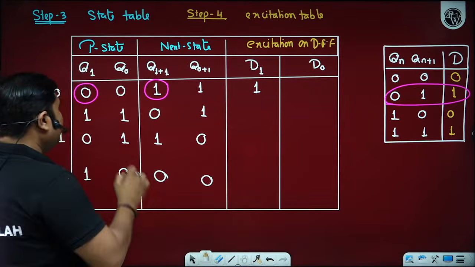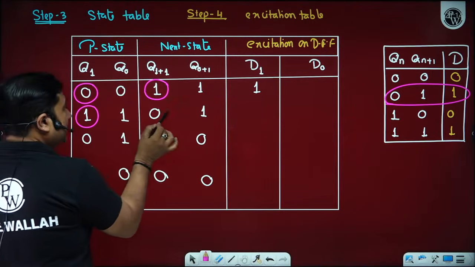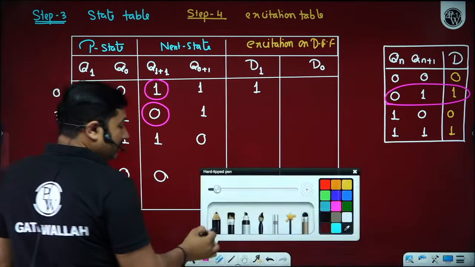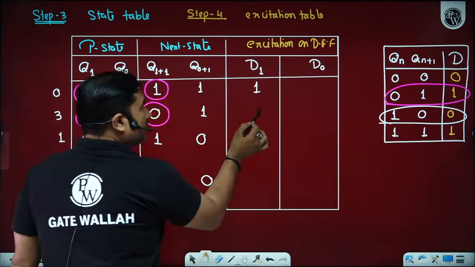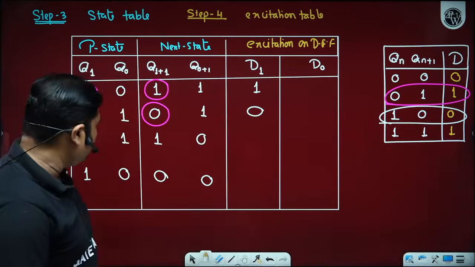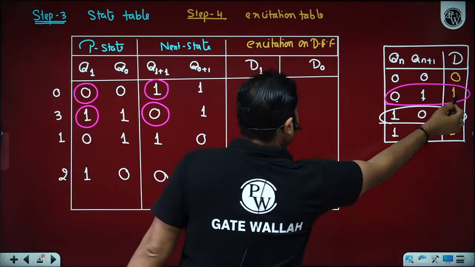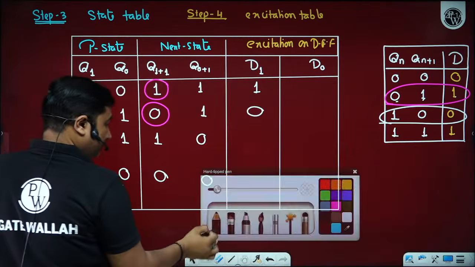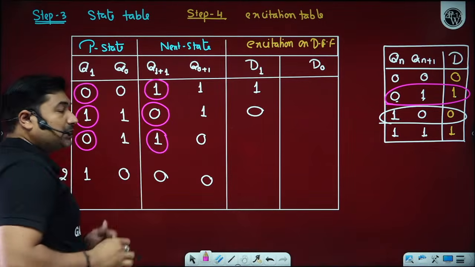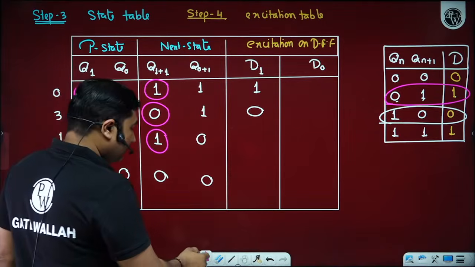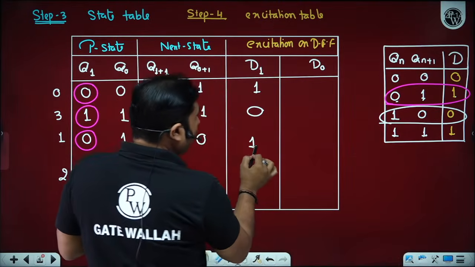In the same way, for present state 1, next required state 0. Excitation required onto the D flip-flop is 0. Present state 0, next required state 1. Q1 and Q1 plus 1 is the next state onto the flip-flop. Excitation needed onto the flip-flop is 1.